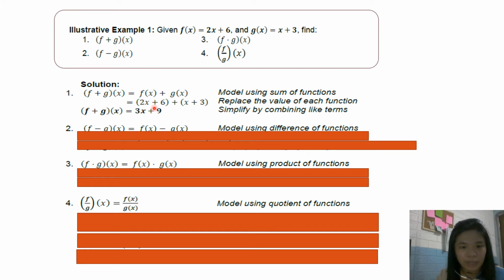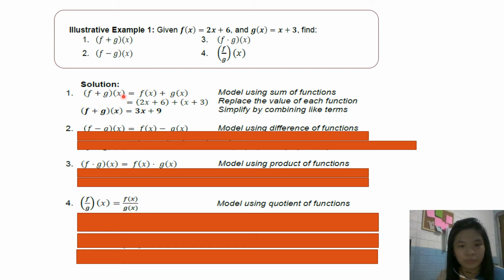We simplify by combining like terms. Sabi ko nga kanina, we can combine only like terms. If they are unlike terms, we cannot combine them. Like terms have the same variable and the same exponent of that variable. So 2x plus x is equal to 3x, and positive 6 plus positive 3 is equal to positive 9. Therefore, our final answer is 3x plus 9.